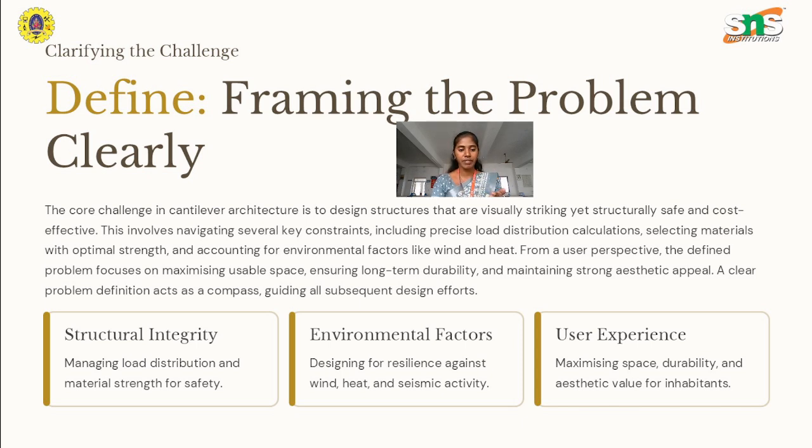So our definition covers structural integrity, environmental factors and user experience. Structural integrity means managing load distribution and material strength for safety. The environmental factors are designing for resilience against wind, heat and seismic activity. User experience is maximizing space, durability and aesthetic value for the inhabitants.